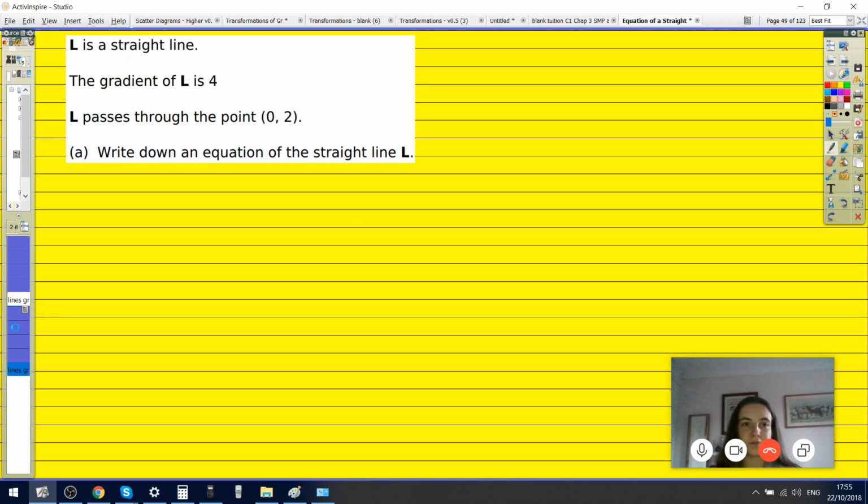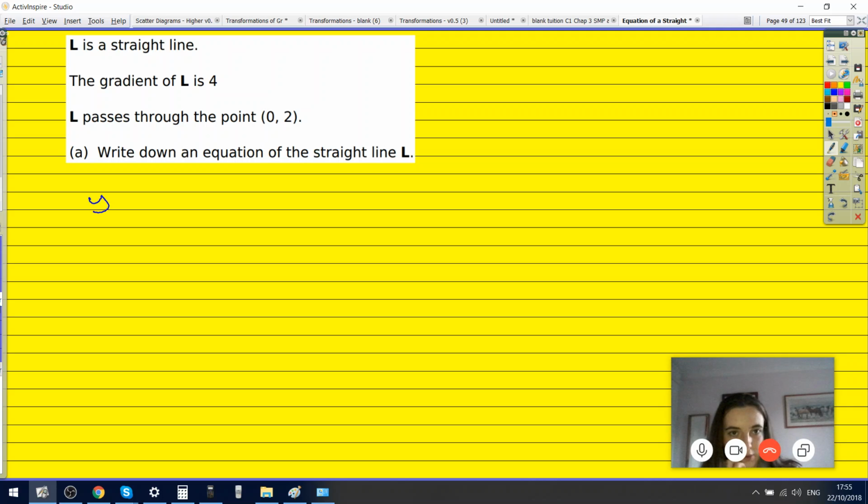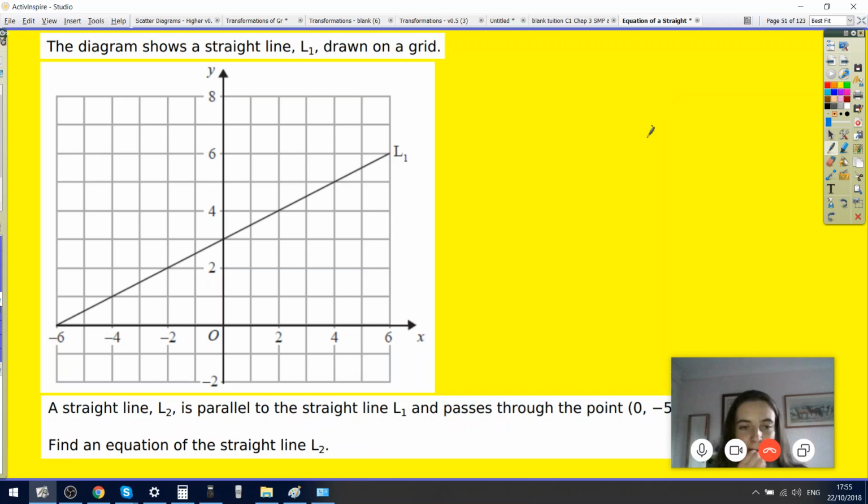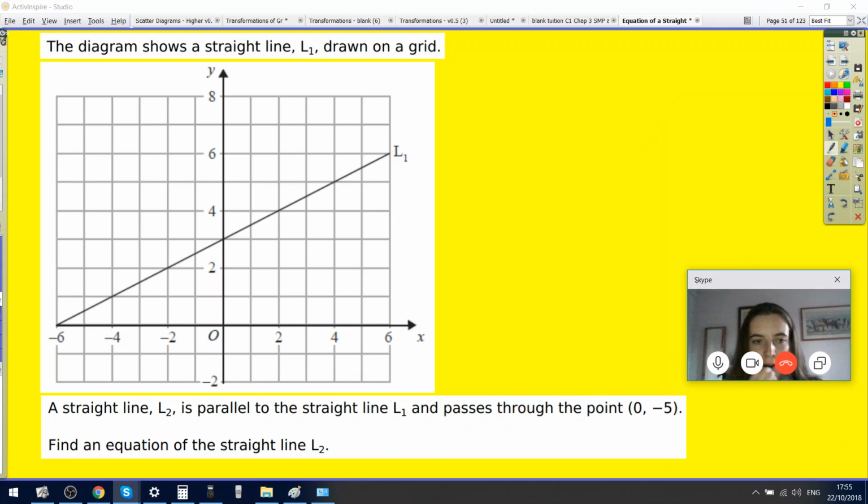Okay, any idea about this one? This is an exam question, believe it or not. y equals 4x plus 2. Well done. How about this one?